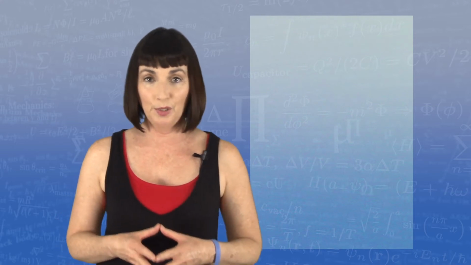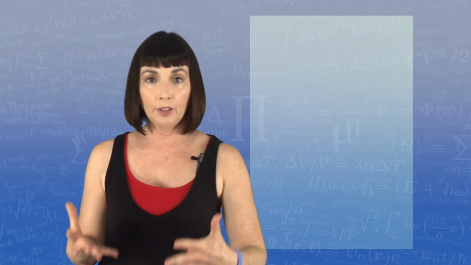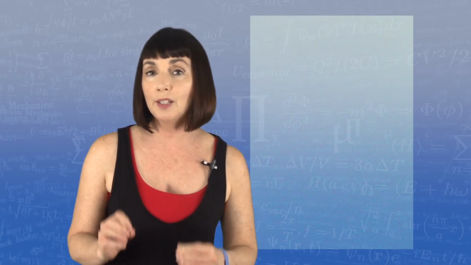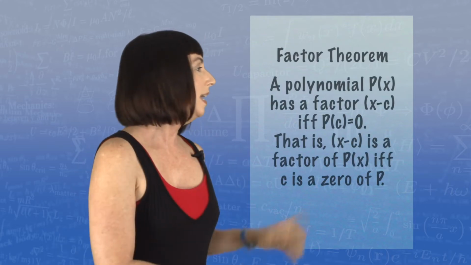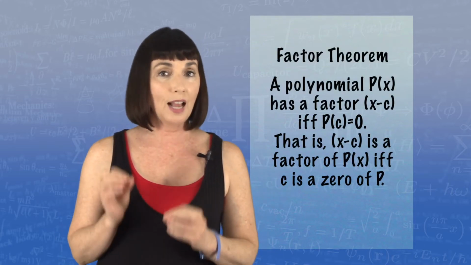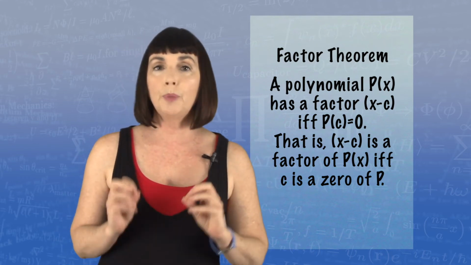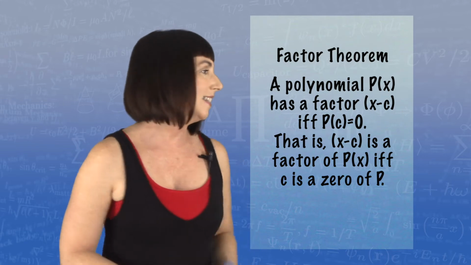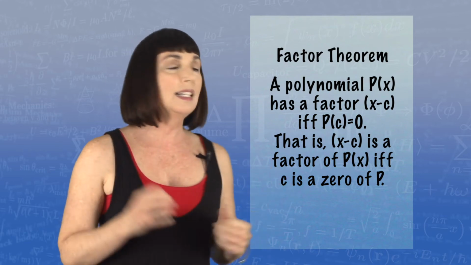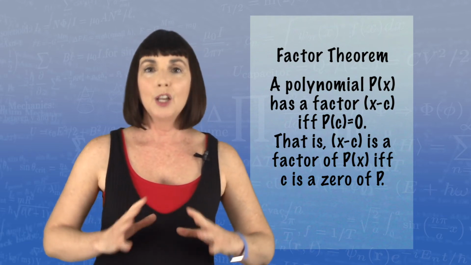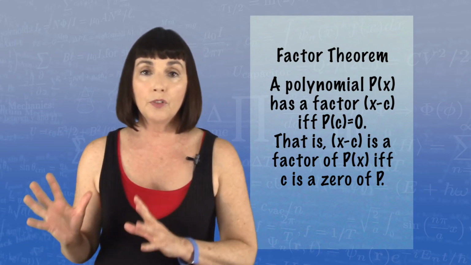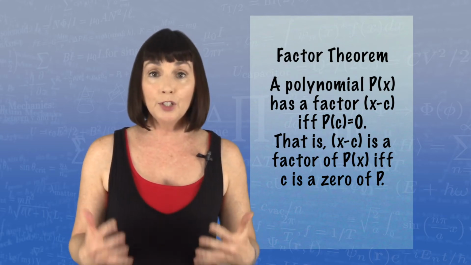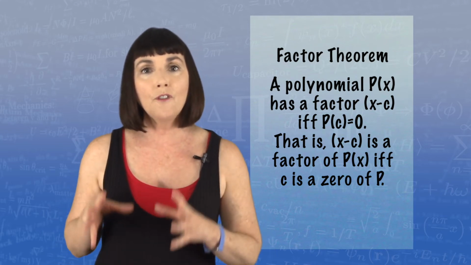Now, we just learned that we can use the remainder theorem to find the remainder of polynomial division. What does a remainder of 0 mean? Well, that is summarized in the factor theorem, which states a polynomial p of x has a factor x minus c if and only if p of c is equal to 0. That is, x minus c is a factor of p of x if and only if c is a 0 of p. Okay, so if p of c is equal to 0, then x minus c is a factor of our polynomial. So if we have a remainder of 0, then we have found a factor.